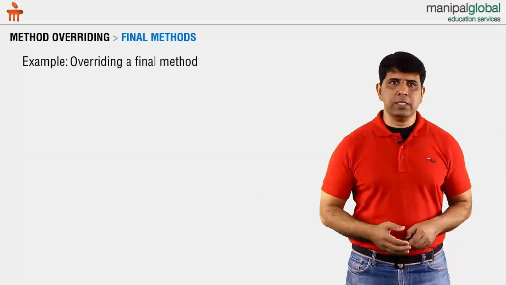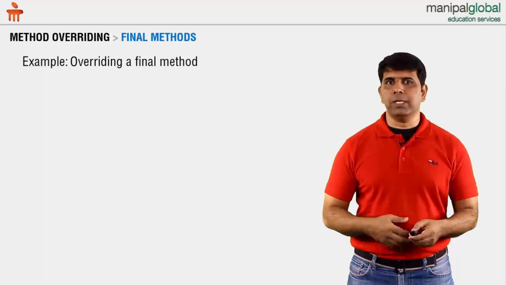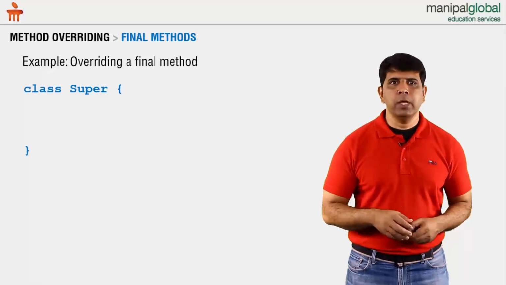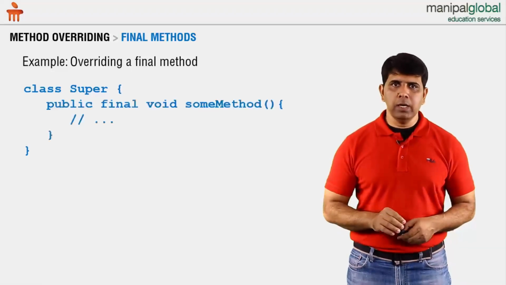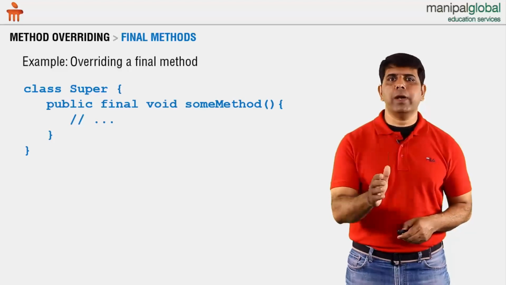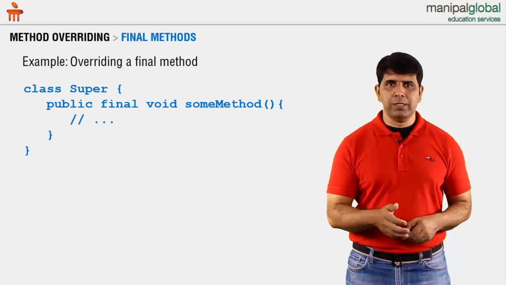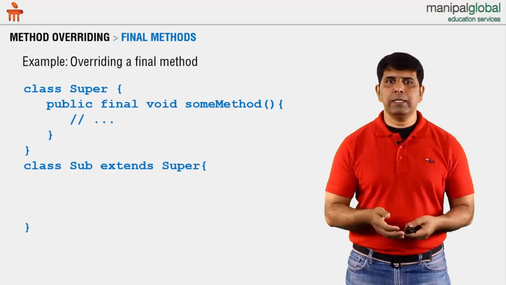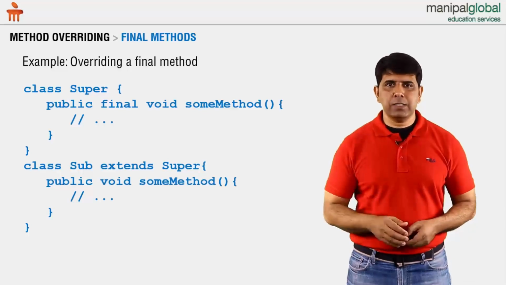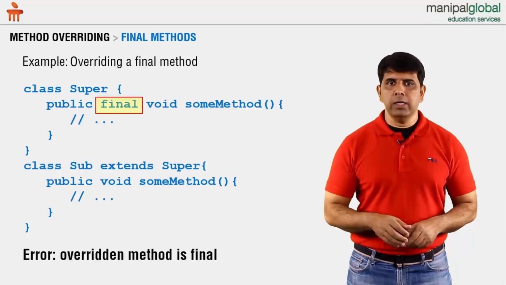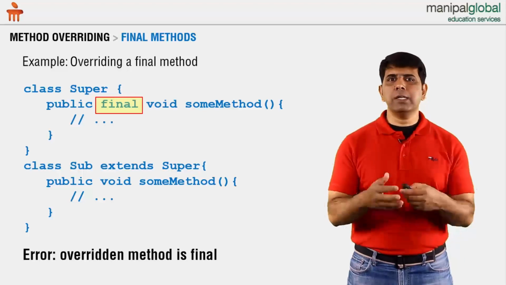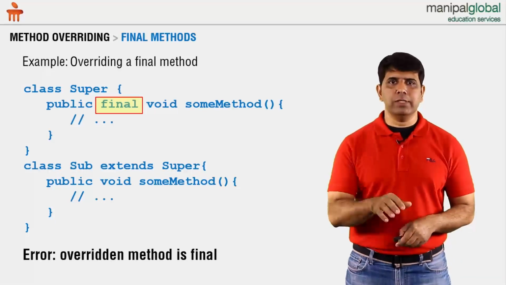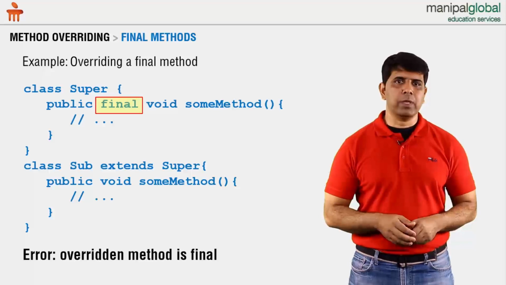So let's look at an example of overriding a final method and what kind of errors we get. You have a class called Super. We have a function called public final void sum method, and we are trying to override that by writing exactly the same thing. Now that's going to be an error. The compiler says the overridden method is final, so you can't really do that. Now that's the whole idea of having it as final.